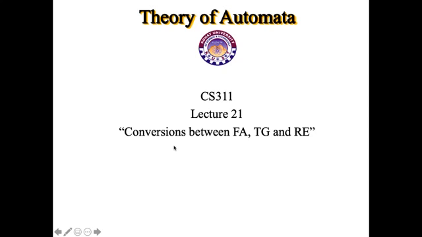We will start the topic conversions between FA, TG and regular expression. We have already discussed these three concepts: finite automata, transition graph and regular expression. And now we will see that we can make conversion between these three. It means we can convert FA to transition graph and vice versa. We can convert transition graph to regular expression and vice versa. And we can make transition between FA and regular expression.